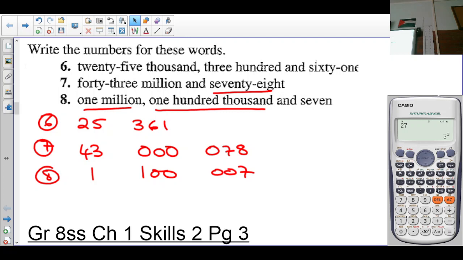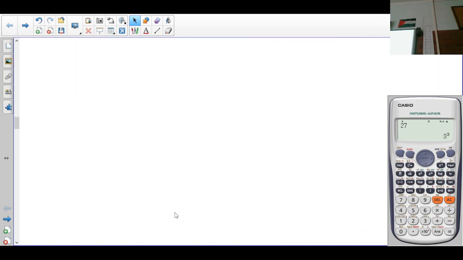Also, once you have written it down, you could read it out to yourself and see if that answer makes sense with what was given to you. Okay. You all okay with this, people? Right.